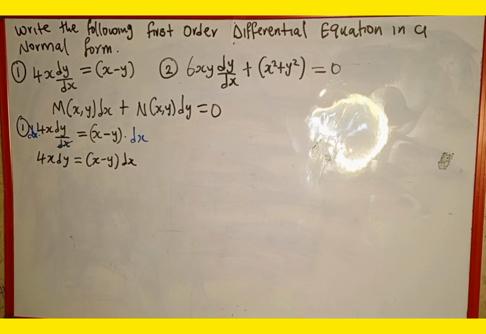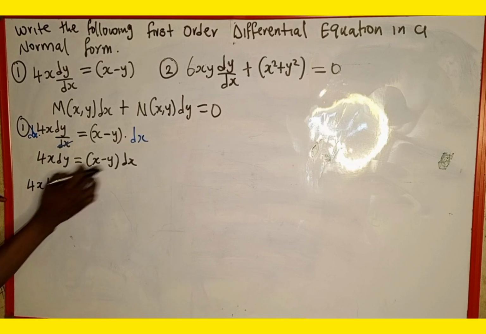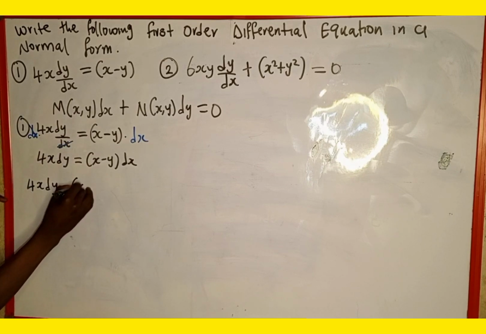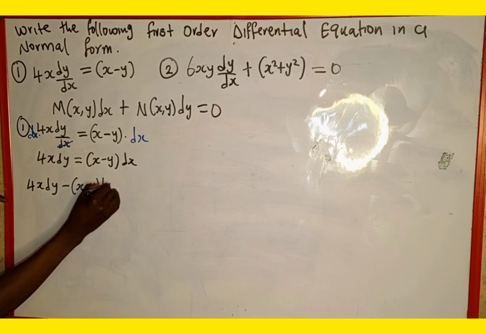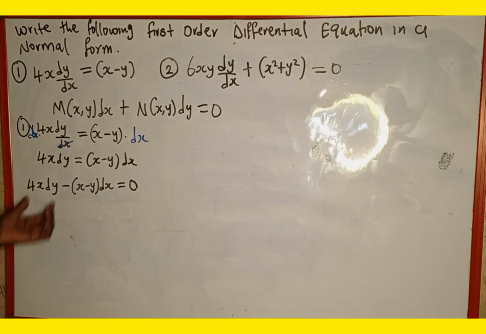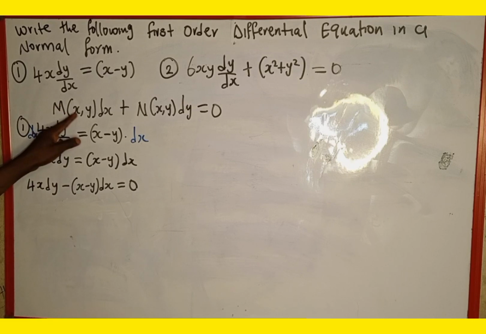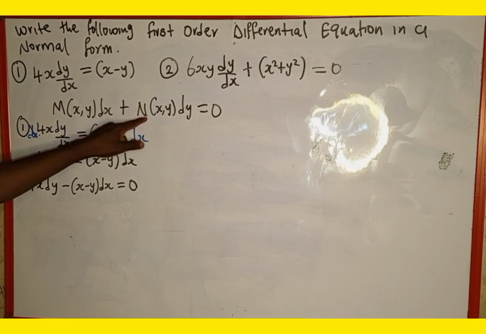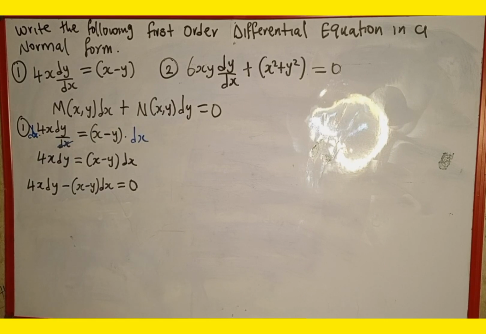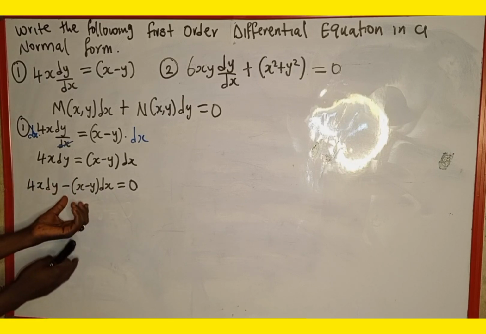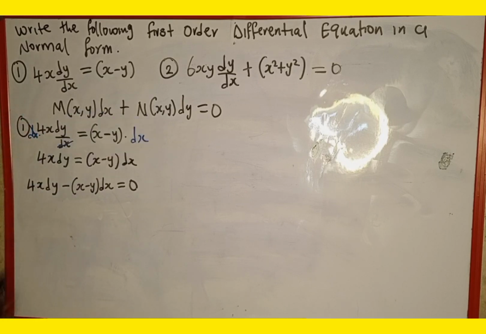The next thing we are going to do is to take this term to the left hand side of the equation. So we are going to have 4x dy, and remember, this is positive, minus (x minus y) dx, which is equal to 0. If you look at this normal form, M of x, y dx then plus N of x, y dy, dx came before dy, but in ours we have dy before dx. So we are going to rearrange these terms so that it will be in the normal form.